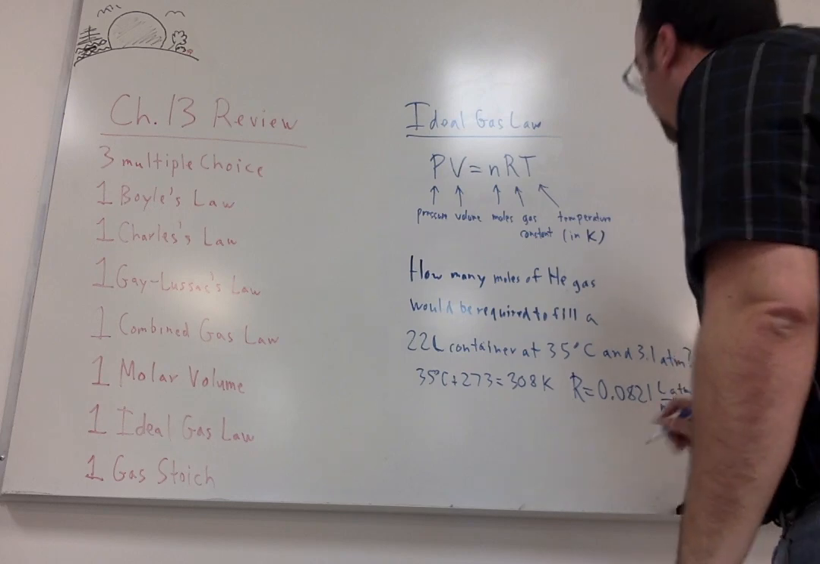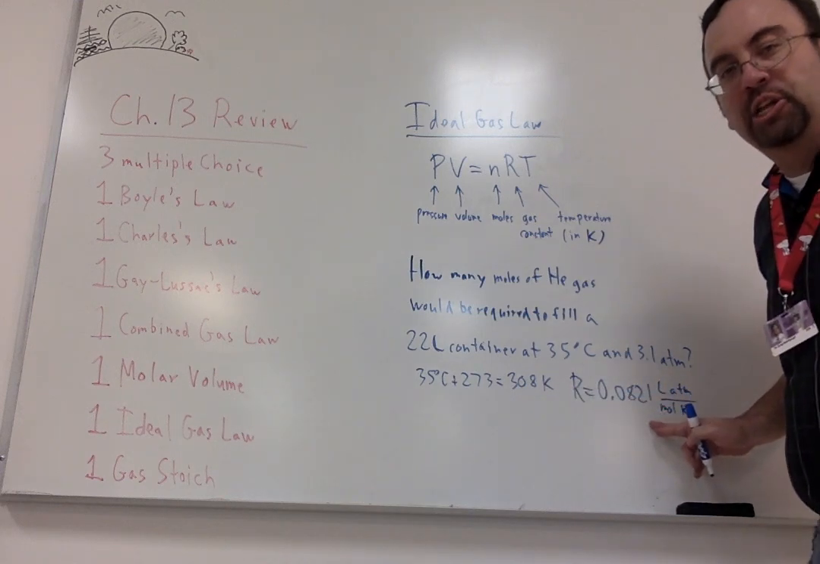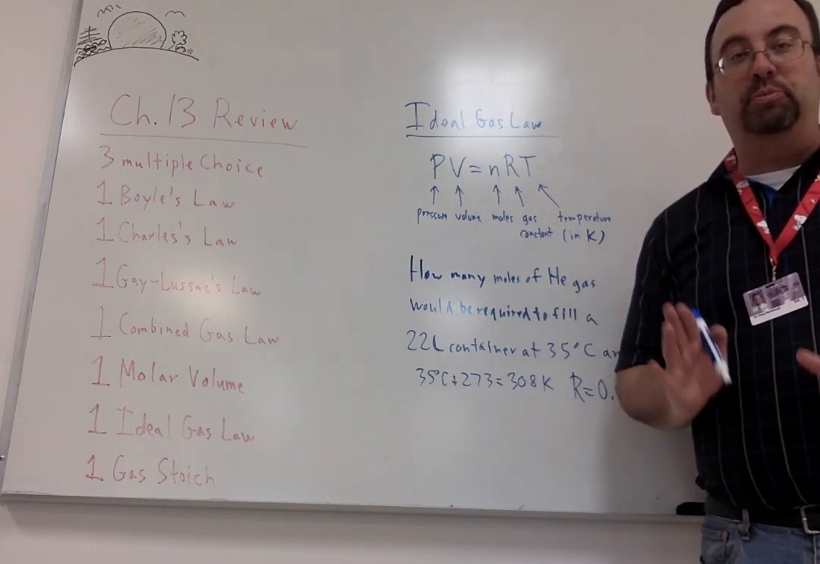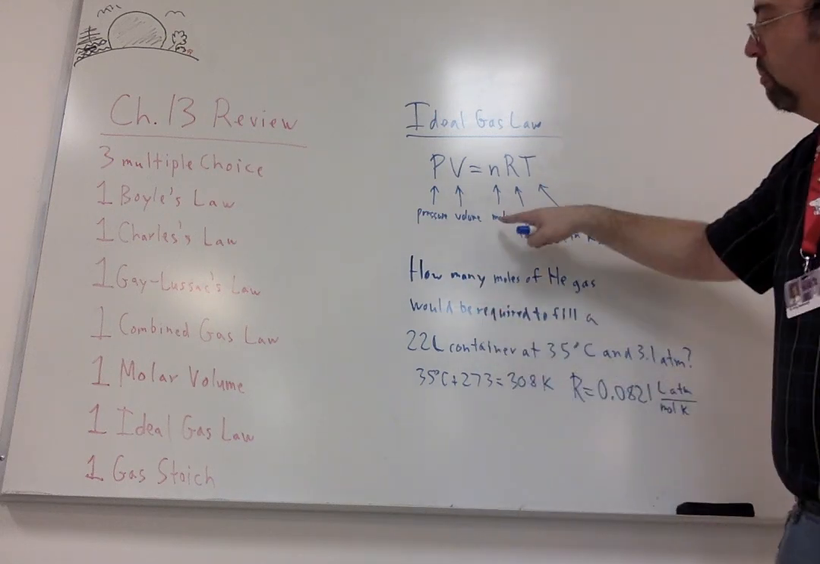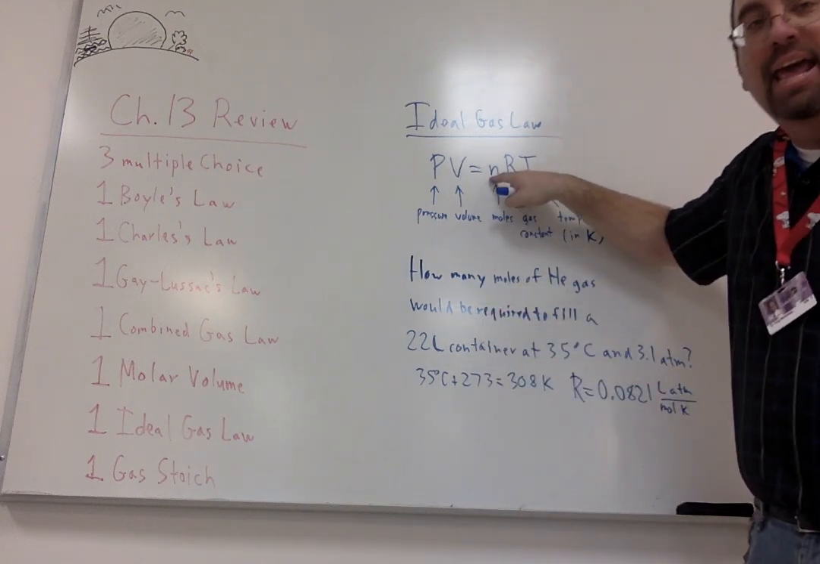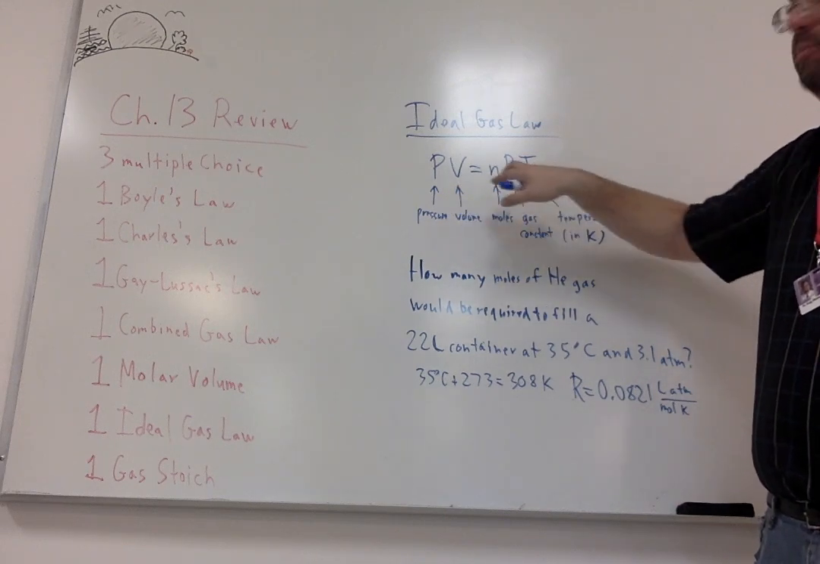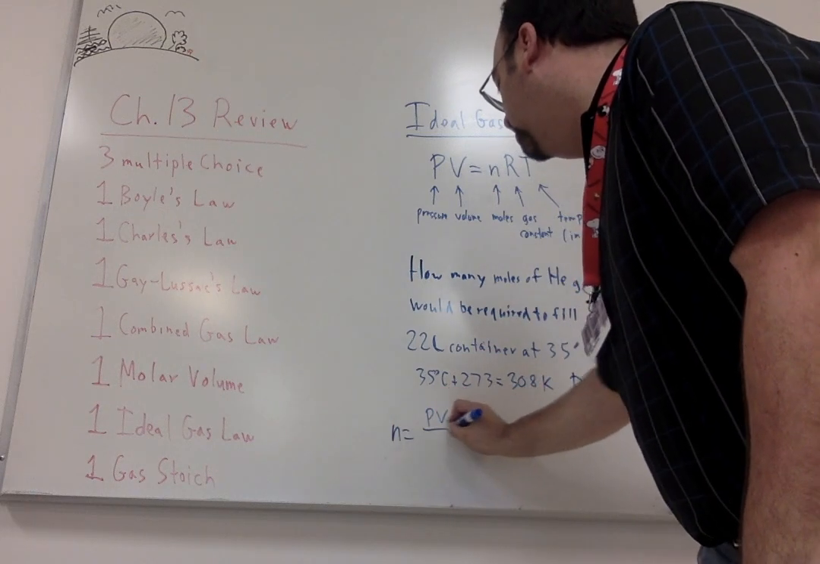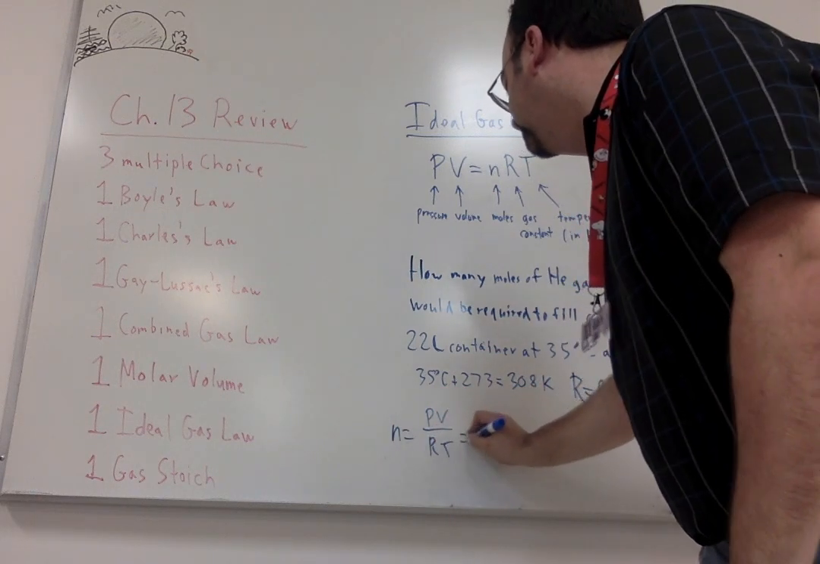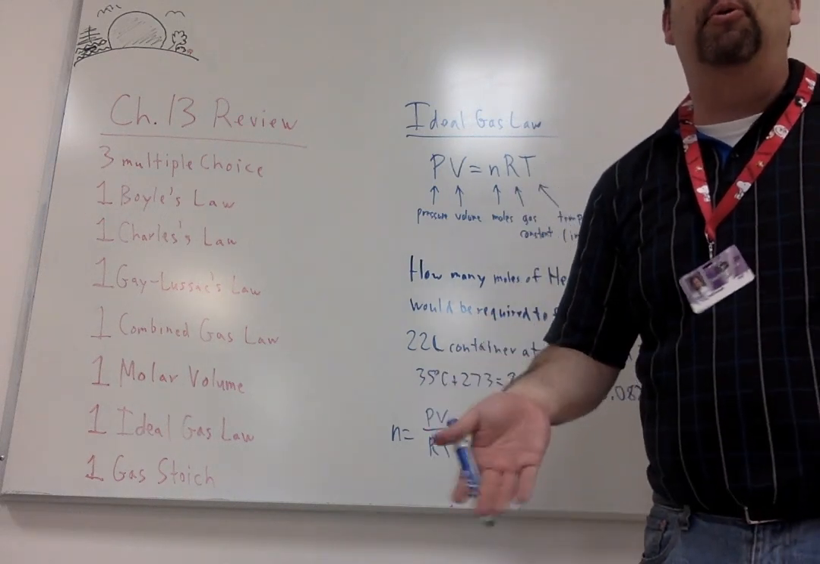All right. So we have our temperature in Kelvin, we know which gas constant to use, and now we're ready to solve this problem. Notice that we're looking for the number of moles, and remember, moles is represented by N. I can move the R and the T to the other side by dividing both sides by RT. N equals PV over RT. I then simply plug in what I know and then solve for the moles.